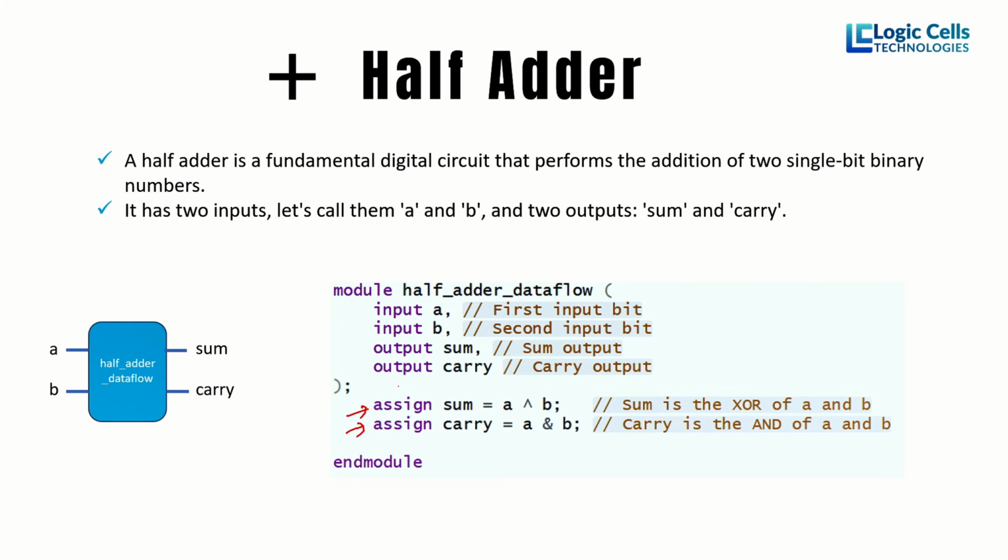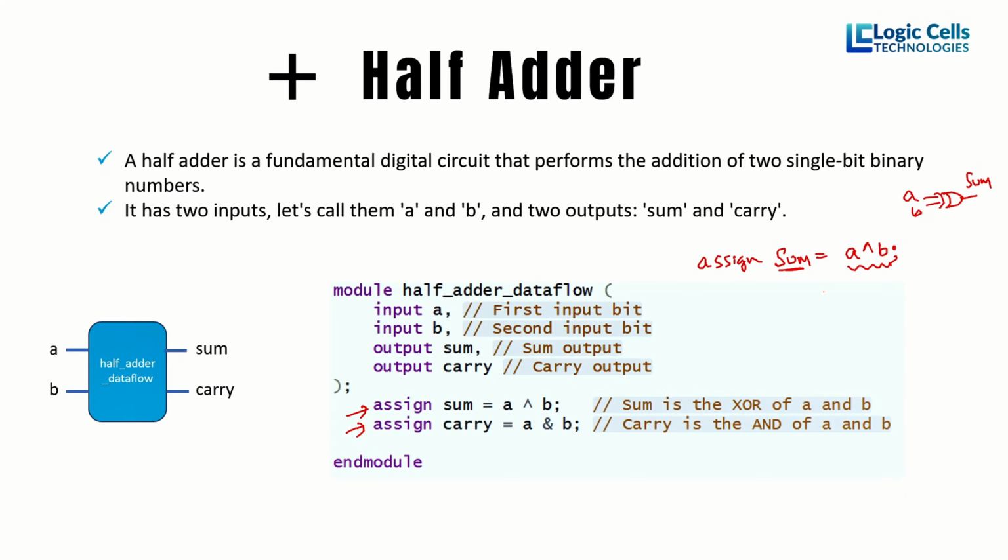What exactly does this assign mean? We are assigning this sum output by calculating A XOR B. That's what it means. Let's assign sum by taking A and B into consideration. Let's do an XOR operation between A and B. Let's take A and B and do XOR, and this gives sum. This is the meaning.